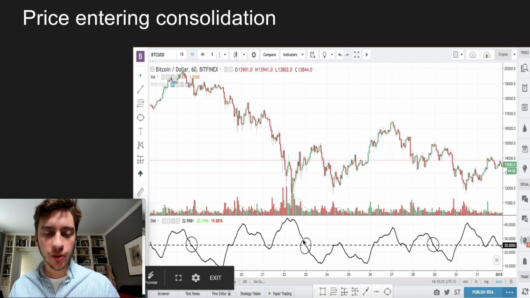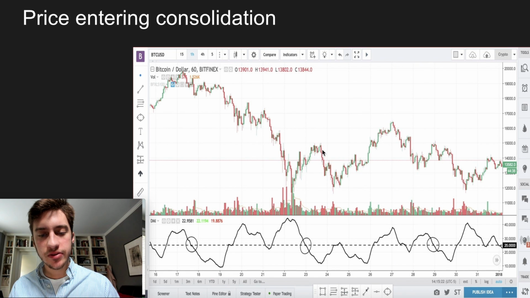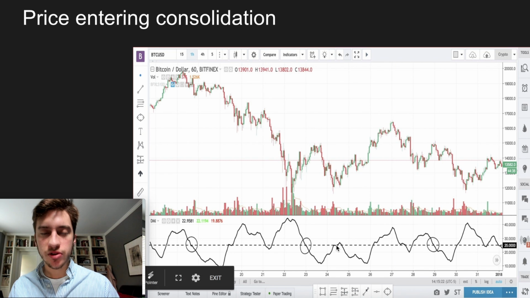ADX falls below 25 right here. Price just begins to go upward a bit and then consolidates right there. And then price stops consolidating when the ADX starts to approach the 25 again. And that happens again here. As you can see, ADX falls below 25, and you see that consolidation right here, where the price isn't really trending upward or downward in this range right there.